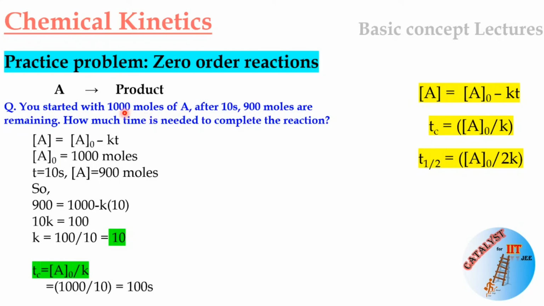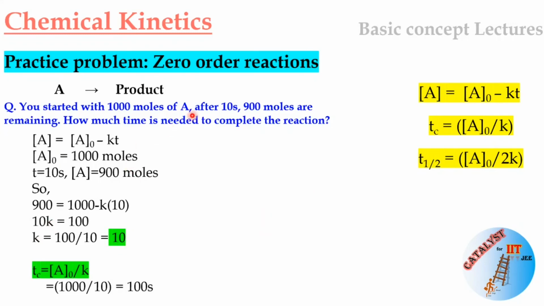So the values that the initial moles and after 10 seconds the number of moles are given. So you need to use the integrated rate equation. So using the integrated rate equation, where A0 is equal to 1000 moles and t equal to 10 seconds and A becomes 900 moles. So you put these values and what you get, k equal to 10.